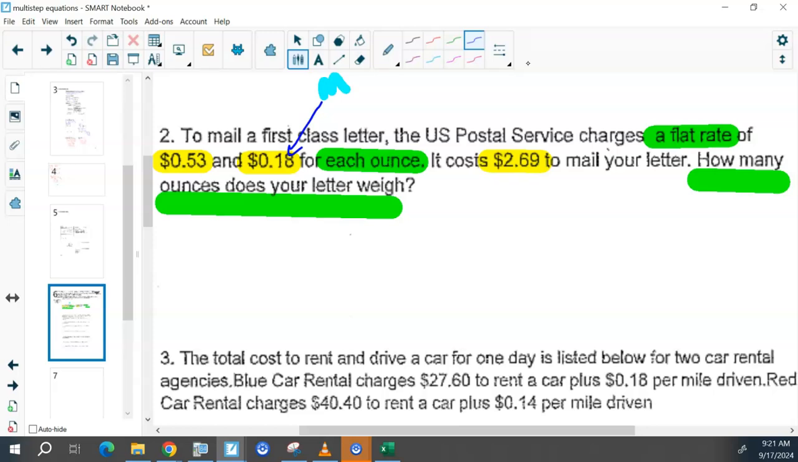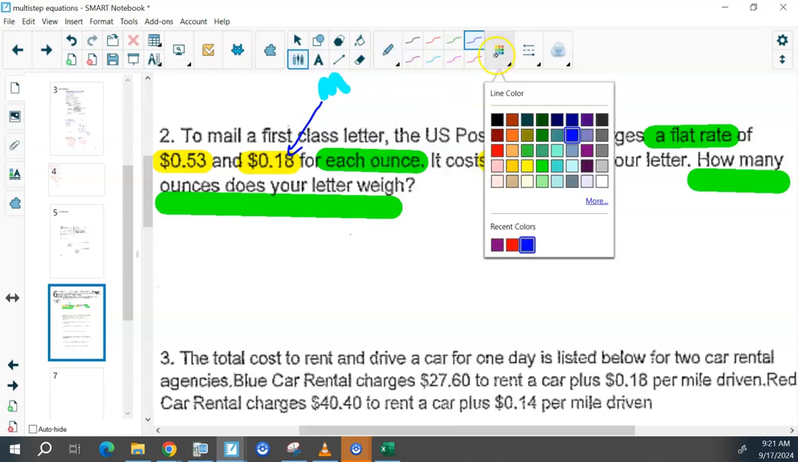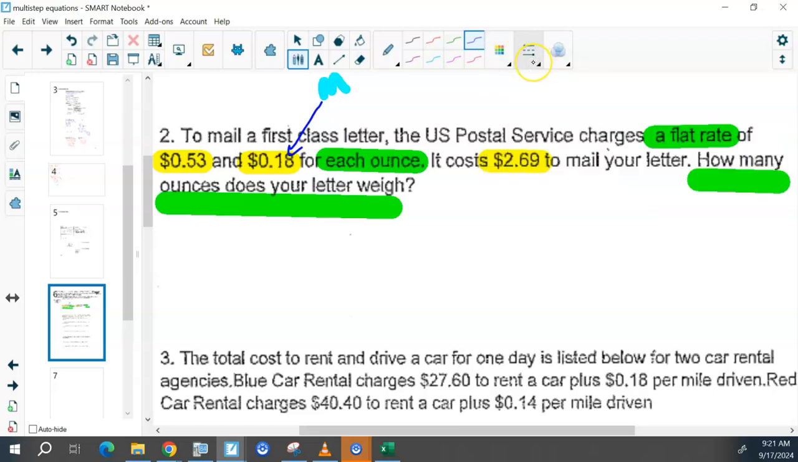So that 0.18 is going to tell us that's our slope. If we see something that represents a total, like 269 would be our total cost, that's going to be our y. If we see something that is a flat rate or a one-time fee, or you only pay for this once, that's some b, the y-intercept.